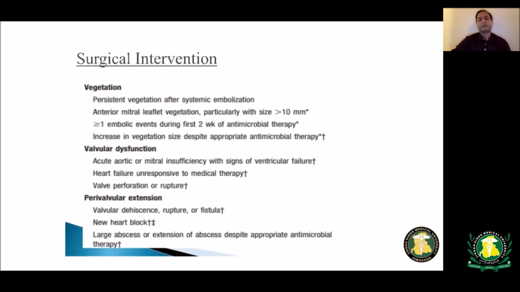Or if the patient develops severe mitral or aortic regurgitation resulting in signs of heart failure, then those patients will require surgical replacement of the valve. If the patient develops a complication to the valve, such as valve perforation or rupture, in case of a prosthetic valve they develop a severe perivalvular leak, or valvular dehiscence or fistula, or they develop a significant abscess causing new heart block, those patients require a valve replacement, and this requires surgery.